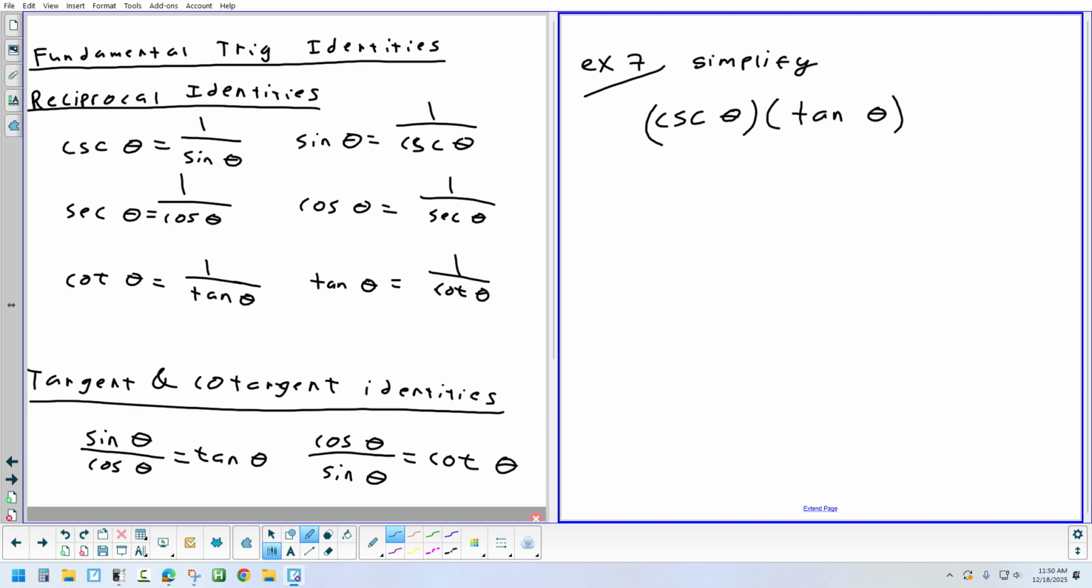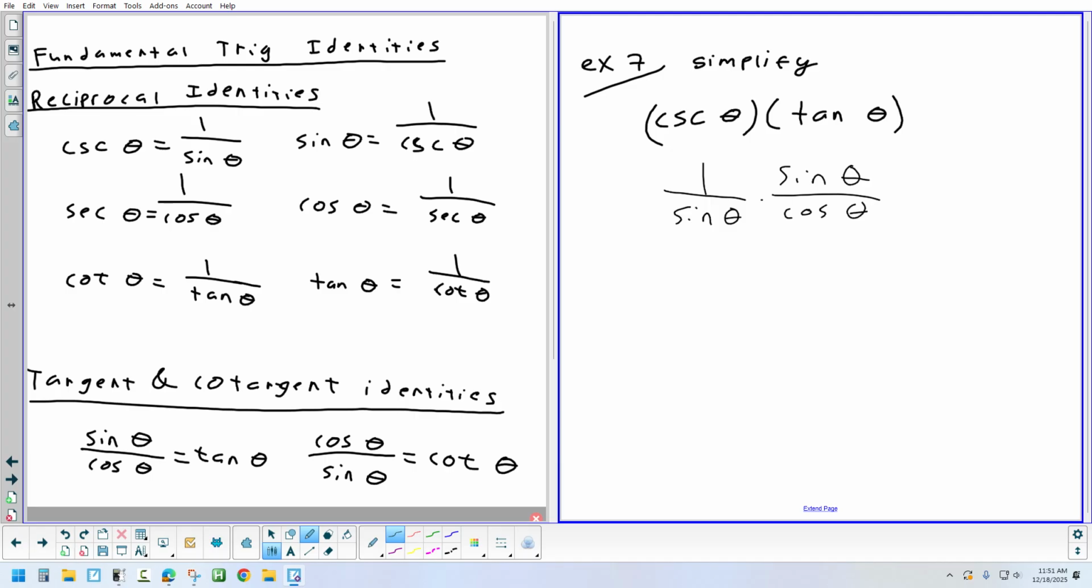How can you rewrite cosecant? You can rewrite that as 1 over sine. And now I'm also looking for a way that I can rewrite tangent. Yep, sine over cosine. You can rewrite tangent as sine over cosine. So all I've done so far is substitute in for cosecant and tangent the 2 formulas from the left side. What happens when you multiply straight across now?